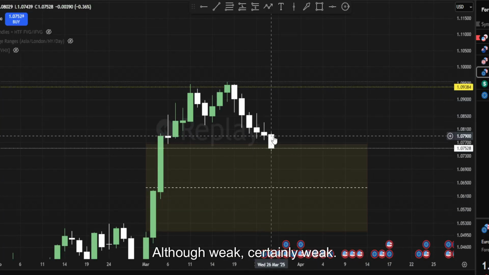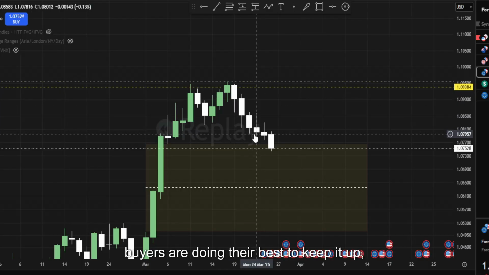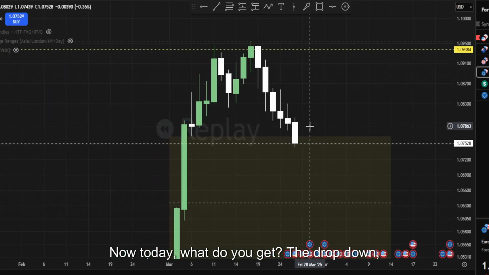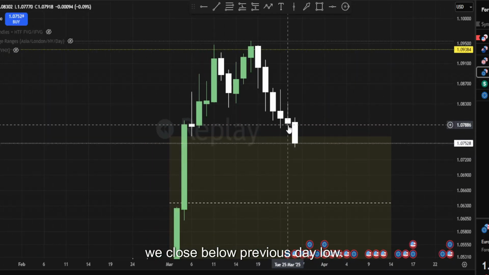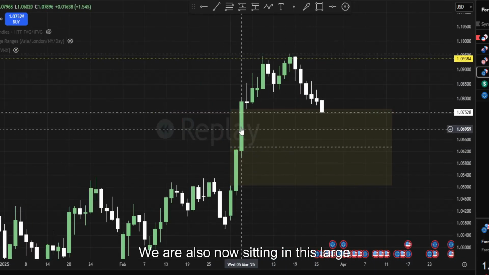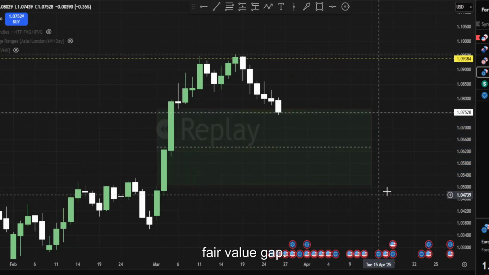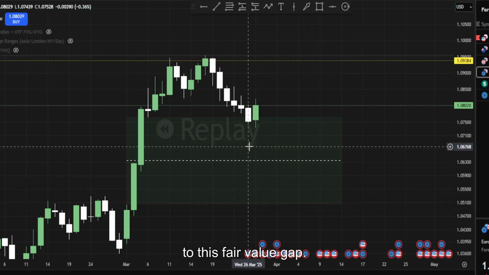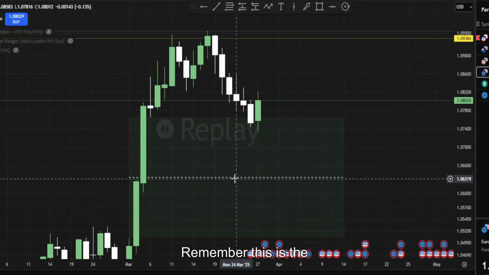Although weak, certainly weak. Day after day after day of weakness. Buyers are doing their best to keep it up, struggling. Now, today, what do you get? The drop down. We close below previous day low. We are also now sitting in this large bullish fair value gap. So let's see how we react to this fair value gap. And we get a fairly strong reaction.